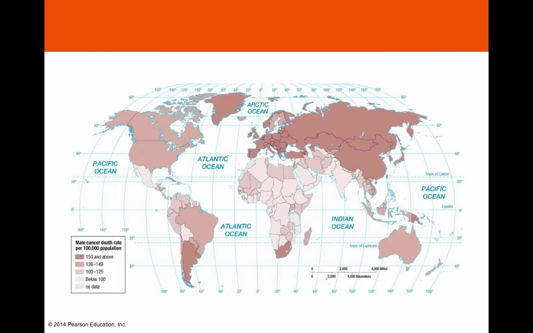So this map shows us the male cancer death rates in parts of the world. It's kind of a morbid map, but we see that it actually affects more developed countries, because as people live longer, they actually have that opportunity to be affected by cancer. It's a bizarre way to look at it.